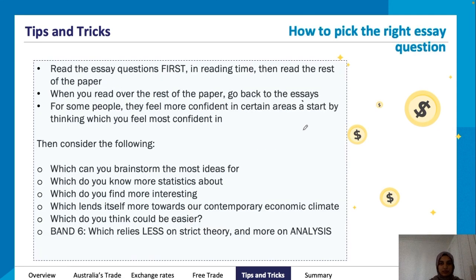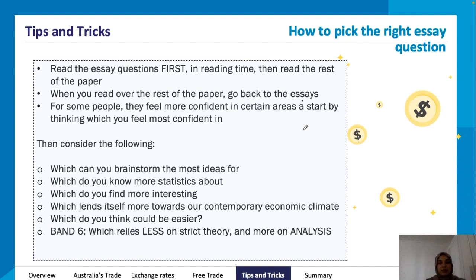How to pick the right essay question. So, read the essay question first, in reading time, and then read the rest of the paper. So you want to choose which essay question you want to do, and then as soon as writing time starts, write out your plan, because you may end up forgetting some of that information when you come back to it at the end, if you write the essay at the end.